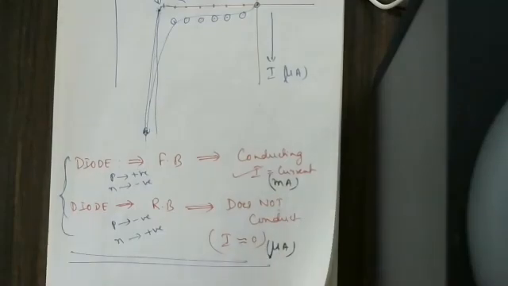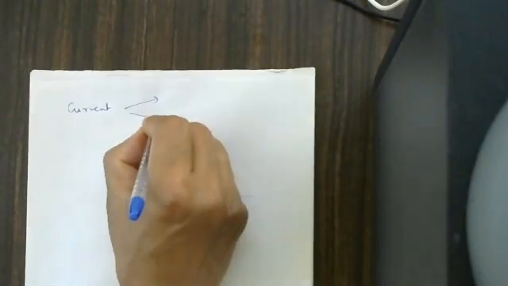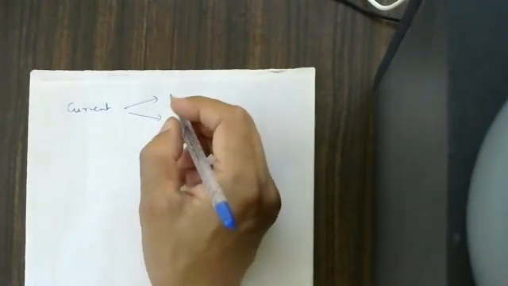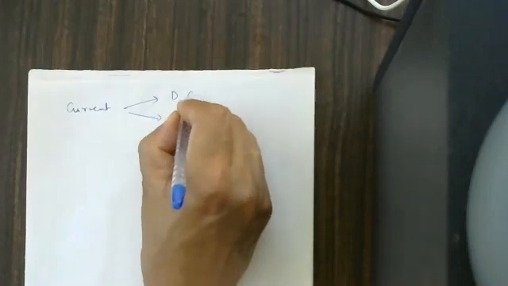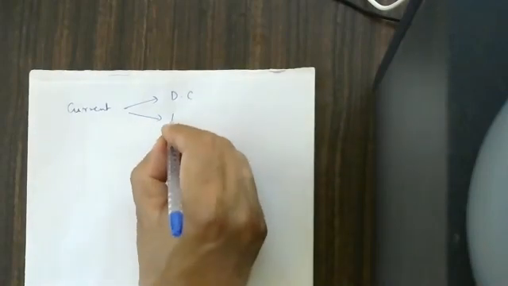So based on all these concepts that we have learned so far, let us take up today's first concept. Broadly, electric current can be divided into two categories. One is DC, direct current, steady current. The other one is alternating current, AC.